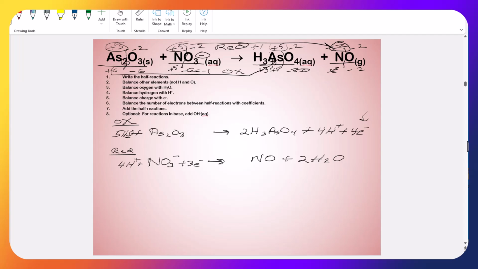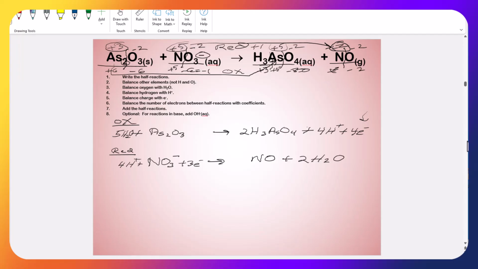And that's the other thing. When you are doing the reduction half reaction, the electrons will always go on the reactant side, because that's what reduction means. You're adding negative charge, reducing the positive oxidation states. All right, so here we go.